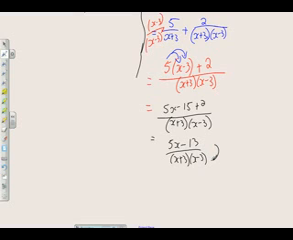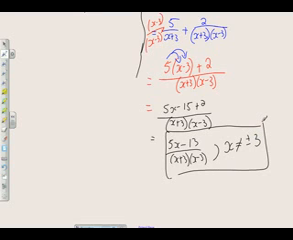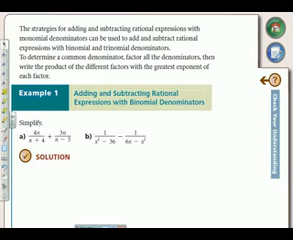Just NPVs left. Take all the denominators. x cannot equal positive and negative 3. Done. So all that this is saying up at the top of the page is, the same strategies we used for monomial denominators are going to be the exact same strategy for binomial and trinomial denominators.